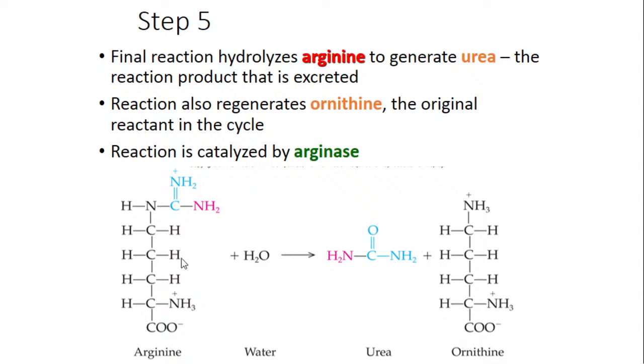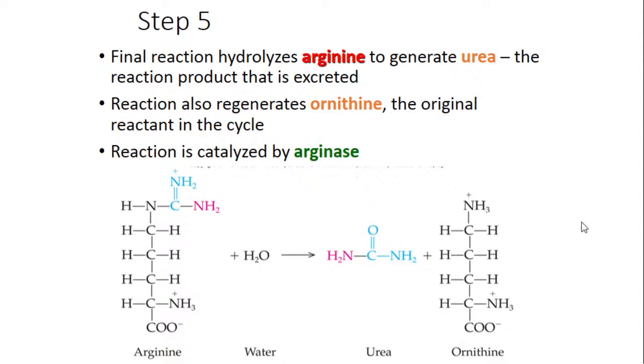Look at the mechanism of the reaction. Our urea is cleaved here. So 2 nitrogens, one from free ammonia, one from aspartate, will come to the structure of urea. What is necessary for this?